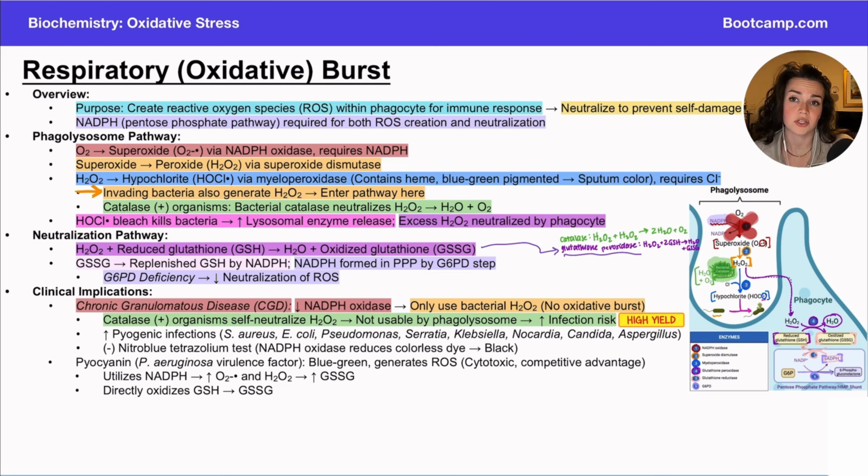So these patients are at increased risk for pyogenic infections with these catalase-positive organisms. And as a refresher, some of those are Staph aureus, E. coli, Pseudomonas, Serratia, Klebsiella, Nocardia, Candida, and Aspergillus.